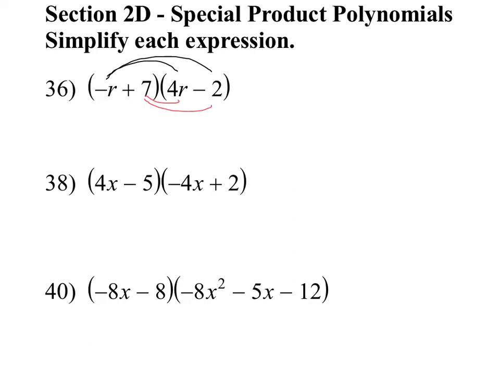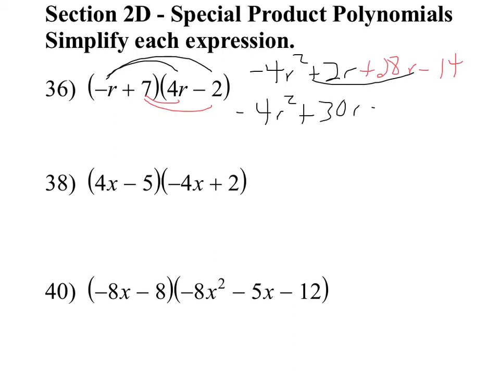So, in other words, the negative r times 4r is negative 4r squared. Negative r times negative 2 is a positive 2r. If I distribute the 7 through, then I get a plus 28r and then a minus 14. You look at these and you see if there are any like terms. There are no other r squared, but there are two different r terms, 2r and plus 28r, so plus 30r minus 14. And this would be considered in standard form and simplified.